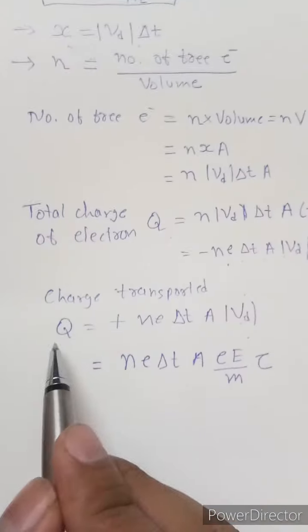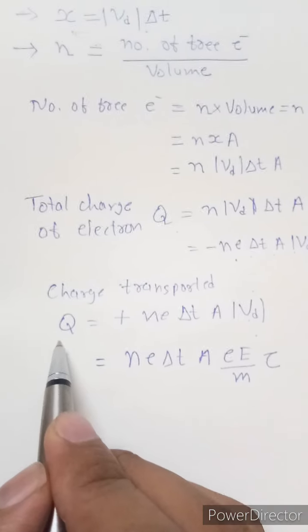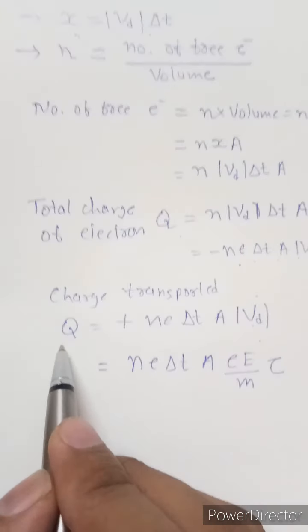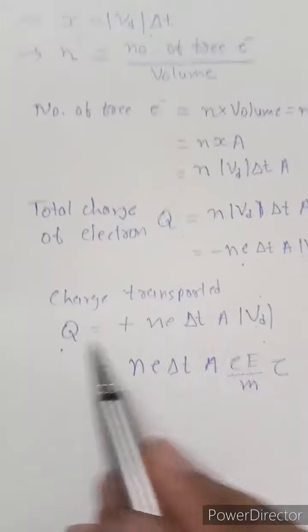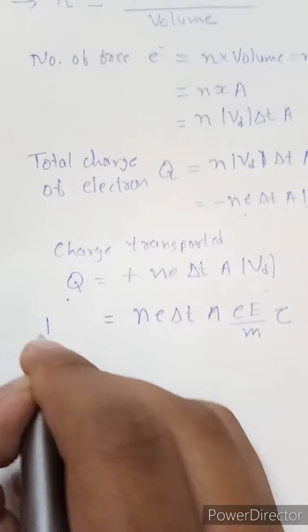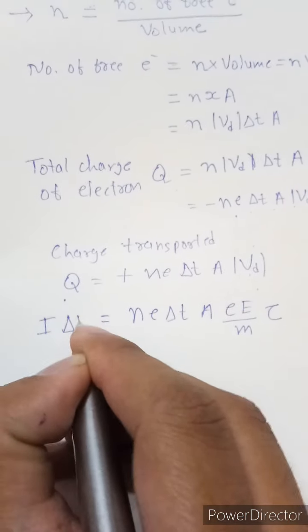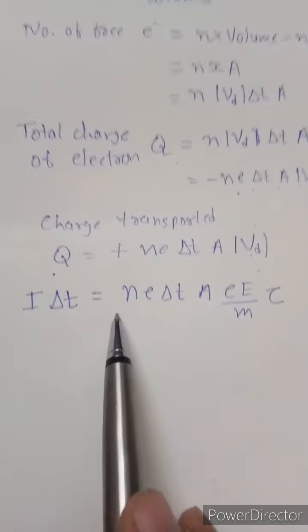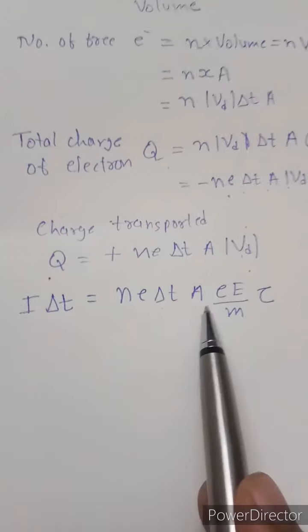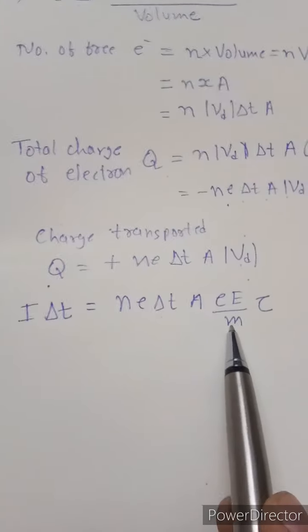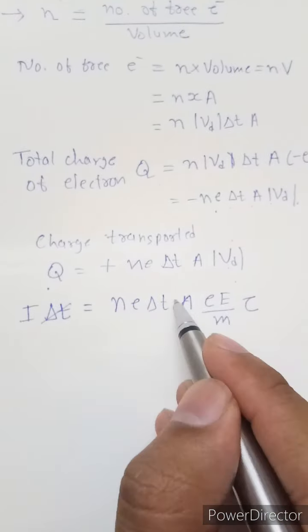On the other hand, on the left-hand side, due to charge there is a current, and this current is I. Charge is transferring in time Δt. So from this you will get the formula of charge, which is IΔt. So now the formula becomes IΔt = neΔtA eEτ/m. Here Δt will be cancelled out.